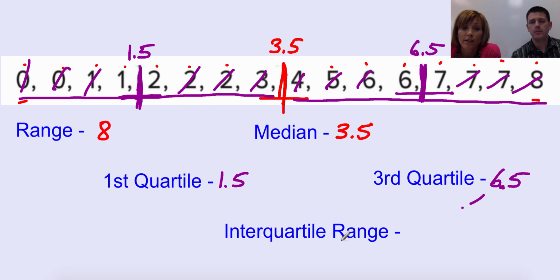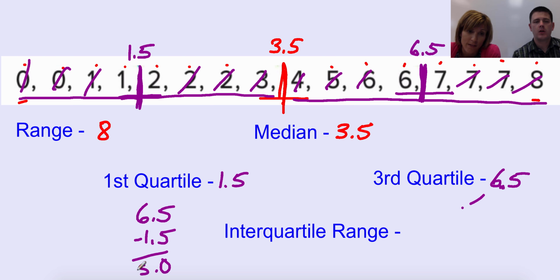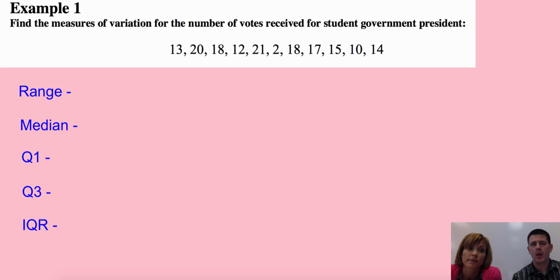Some of you are going to need a calculator for this interquartile range, because lining up the decimals is definitely an issue. So for interquartile range, or IQR, you're going to subtract your first and your third quartiles from each other. So 6.5 minus 1.5 gives us an interquartile range of 5. So we found the middle of the data, then we found the middle of each half of the data, and then we found the distance in between those. And our data is not that spread out. There's only 5 in between our lower half and our upper half of the data.